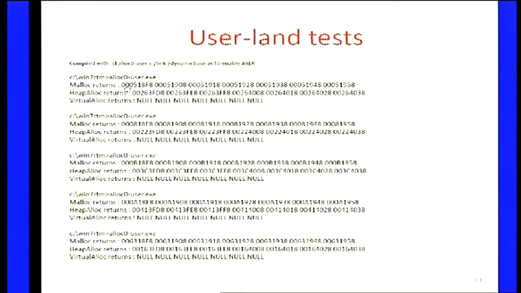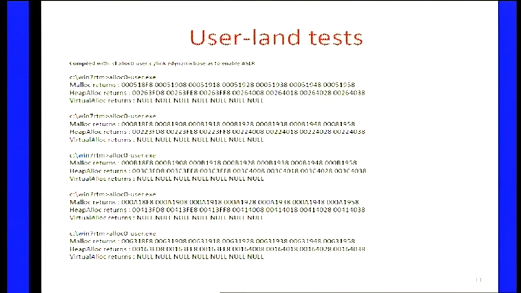Couple of tests for userland. On Windows, you have mostly 3 userland functions to allocate memory: malloc, heap alloc, and virtual alloc. Virtual alloc is the most low-level function that is called by malloc and heap alloc. And malloc is used for C programs, while heap alloc is used for C++ programs mostly.